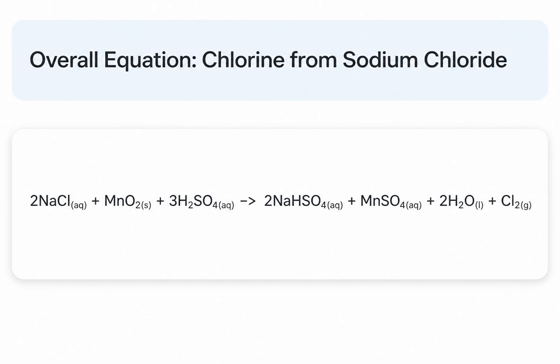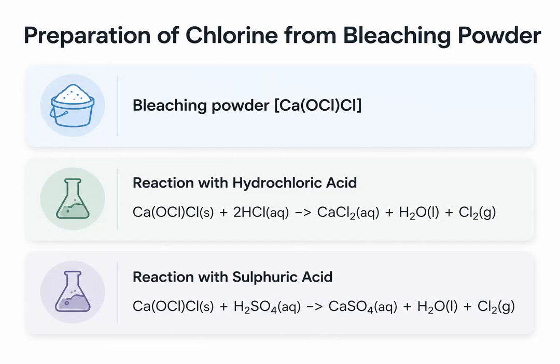The products are sodium hydrogen sulfate, manganese 2-sulfate, water, and our desired product, chlorine gas. This method is highly efficient for laboratory settings because sodium chloride is inexpensive and readily available. A third laboratory method involves bleaching powder, chemically known as calcium hypochlorite chloride.